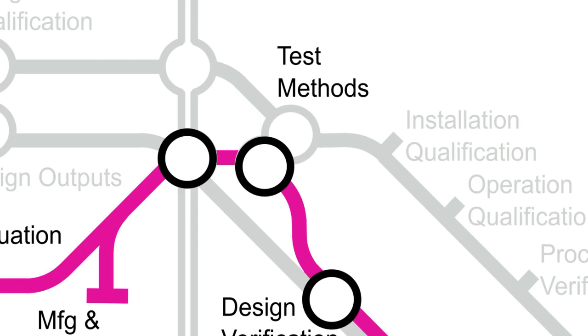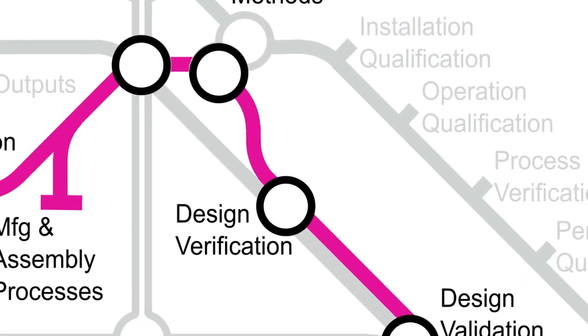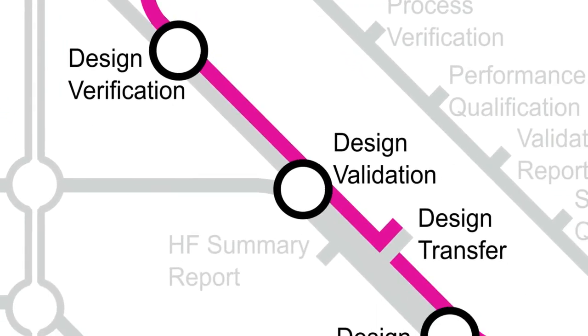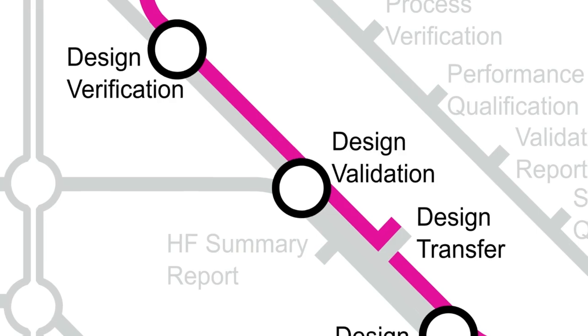Design verification answers the question, have I built my device right? Does it meet specification? Design validation, however, answers a different question. Have I built the right device? Does it meet the user's needs and intended use I set out to fulfill? And can it meet these needs consistently?